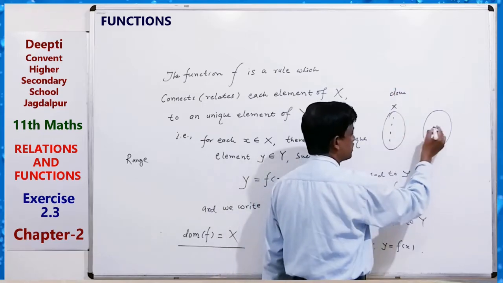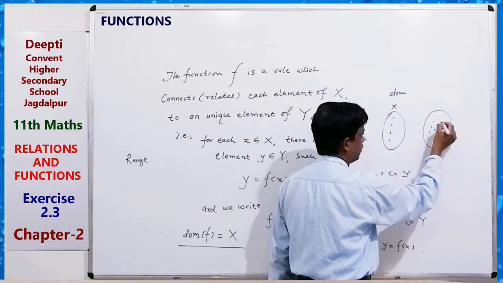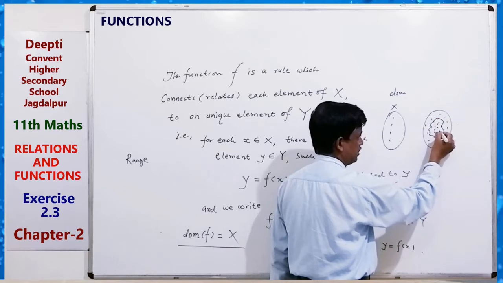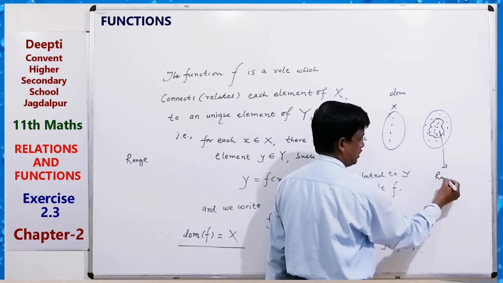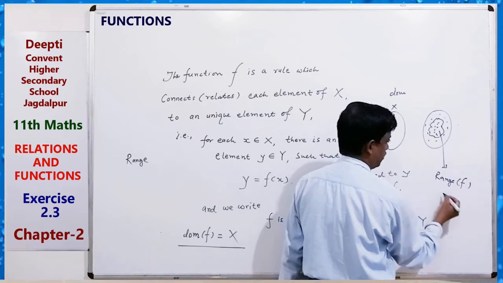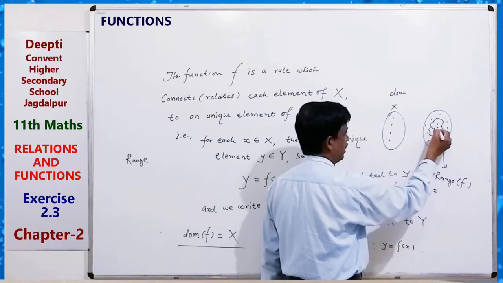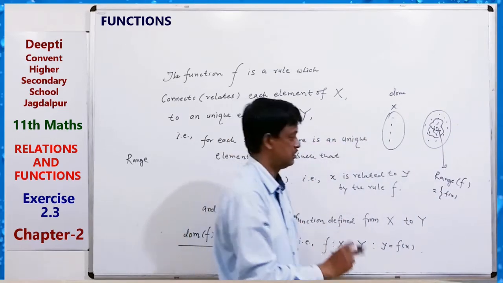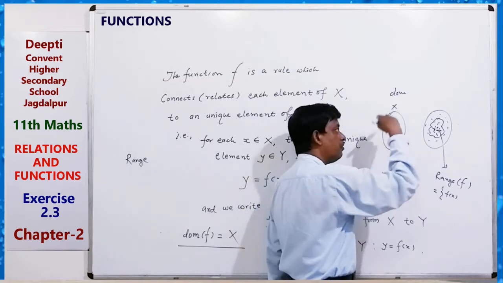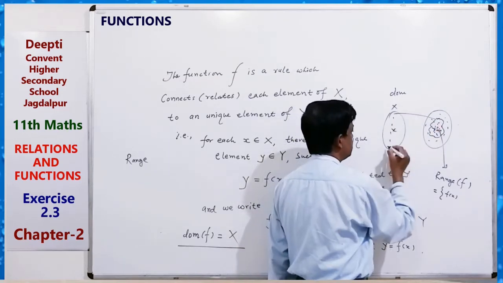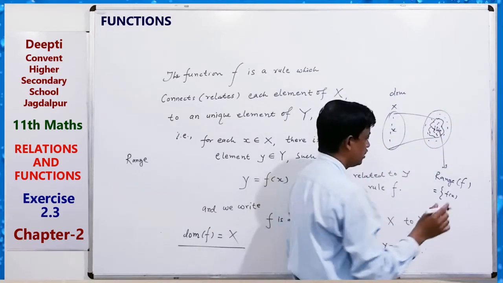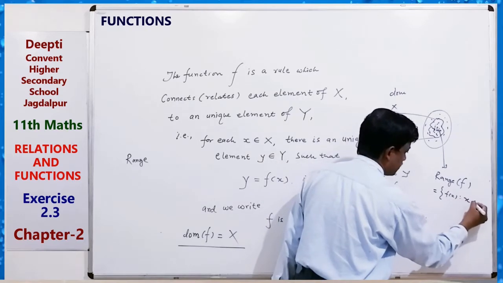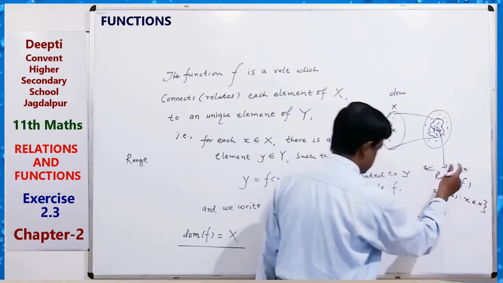Here these elements are connected to some element, only this portion, not this. Only this is the range. This is the range. What is this? y, f(x). That is, all the images of x, f(x), image of x, such that x belongs to X. This is range.